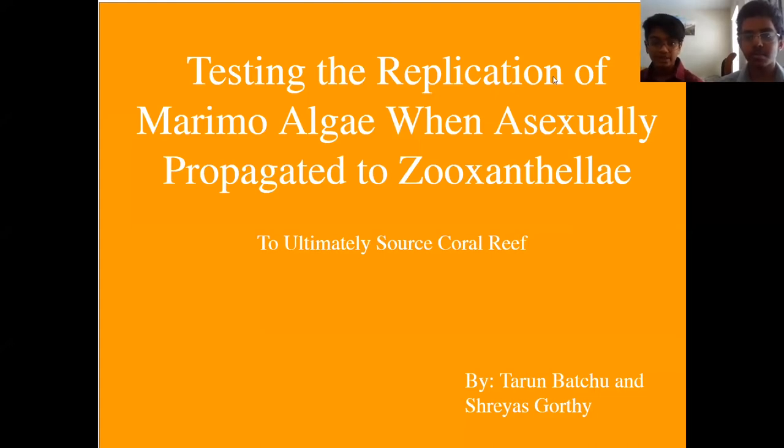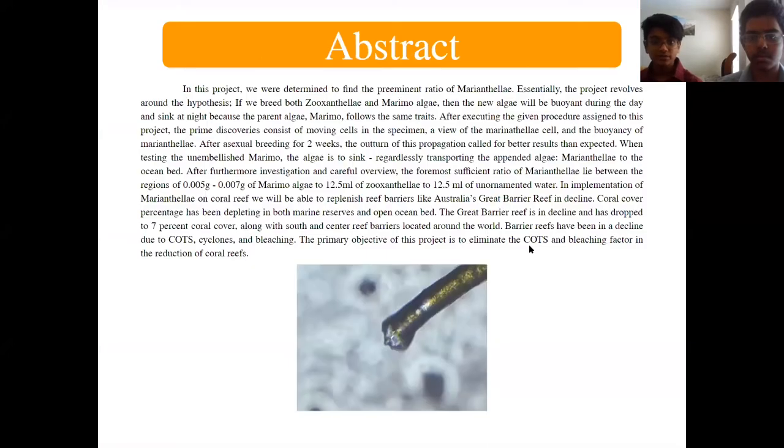Our science group project is testing the replication of marine algae, or Aegagropila linnaei, when asexually propagated with zooxanthella, ultimately to source coral reef. In this project, we are determined to find the preeminent ratio of marine algae. Essentially, the project revolves around the hypothesis: if we breed both zooxanthella and marine algae, then the new algae will be buoyant during the day and sink at night because the parent algae, Marimo, follows the same traits.